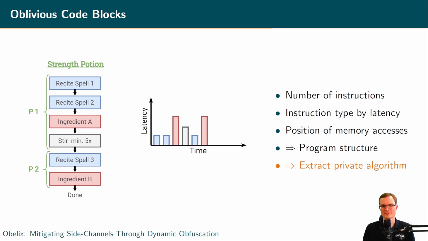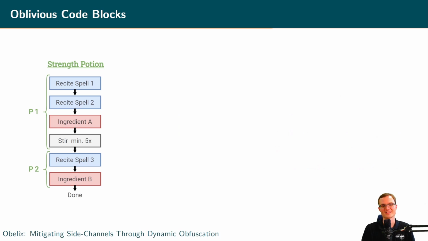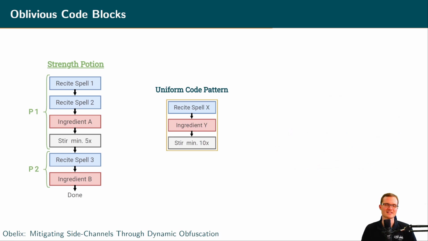Okay, so how can we address that? The issue is that there's a unique latency pattern of our program. How can we turn the program into a fixed uniform latency pattern that always looks the same? Okay, let's get started. We define a uniform code pattern, which always consists of the same 3 instructions in the same order. And now we transform our program in a way that it always follows this pattern.